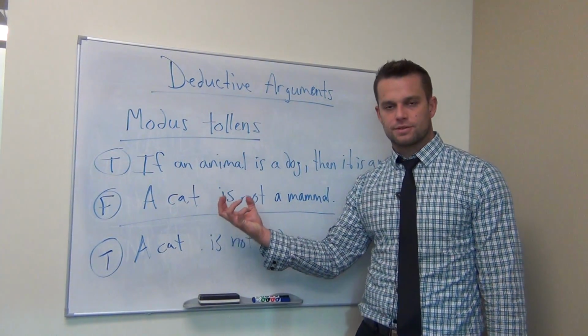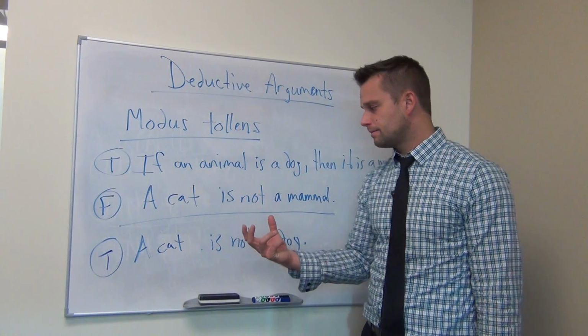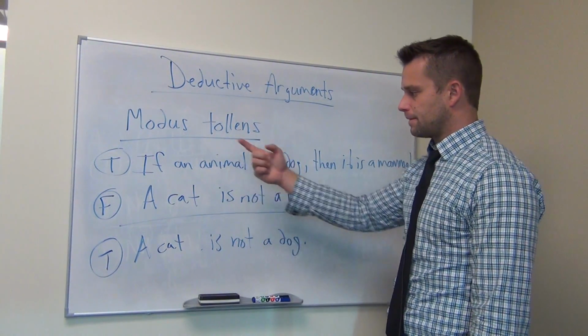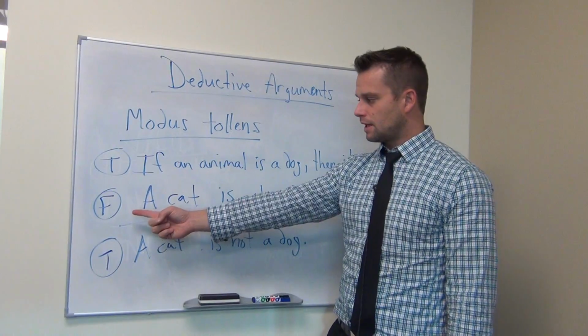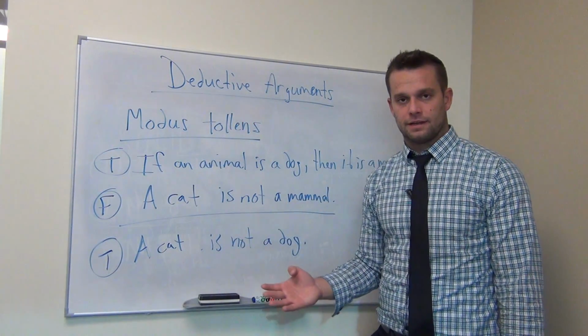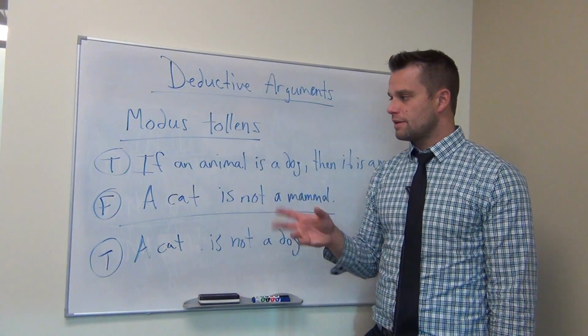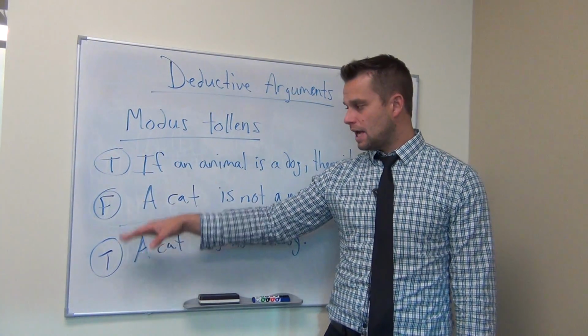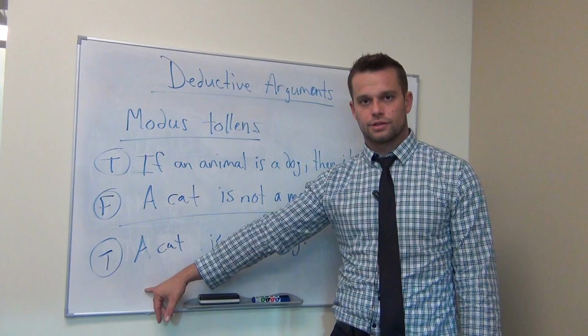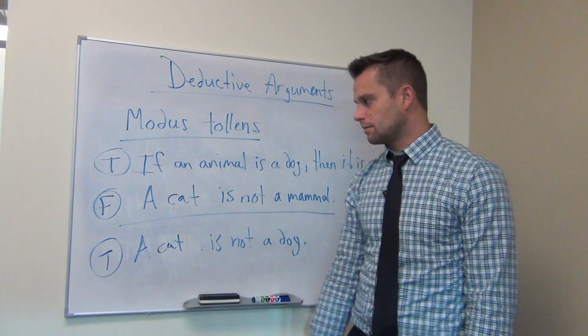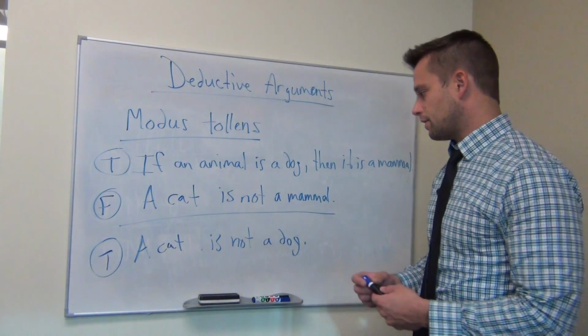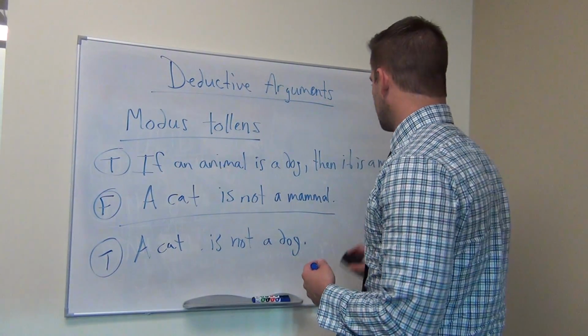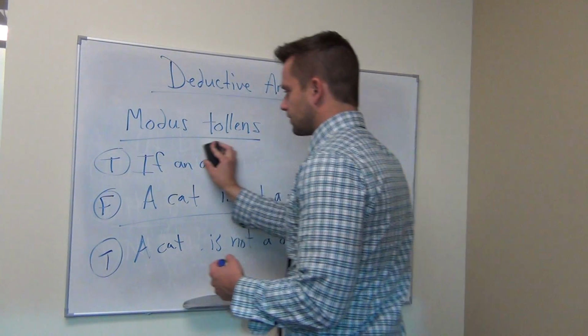So if it follows the proper structure, then it's properly valid. Even though this premise is false, it doesn't make the argument invalid. Remember, a valid argument is an argument such that true premises guarantee a true conclusion. If you have a false premise, you still might have a true conclusion in a valid argument. Or you might have a false conclusion. And let's look at an example that really illustrates this.